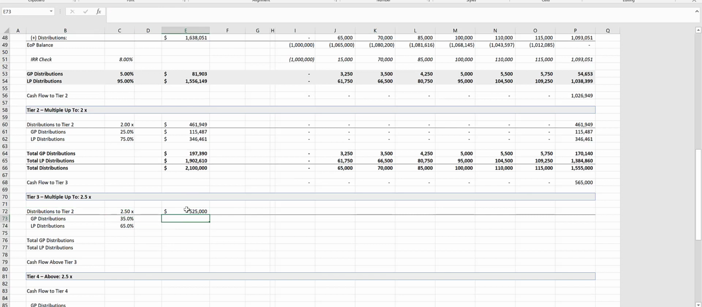$525,000 is owed in tier 3. So let's do the same thing. Let's use a min function of the cash flow to tier 3 and 525,000 less what's already been distributed. And let's lock in 525. Let's lock in this as well. Did I lock that in up here? I did. Perfect.